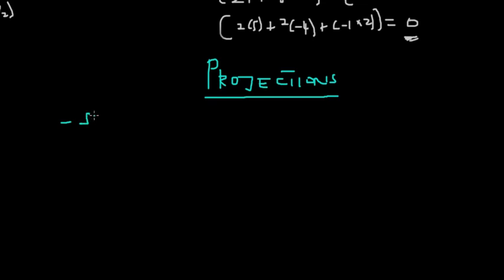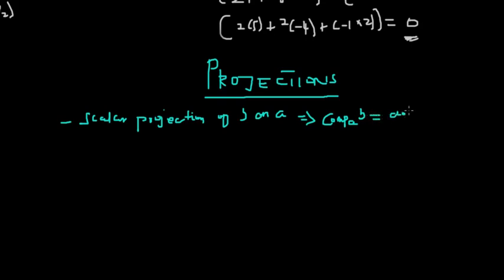For scalar projections, so for scalar projection of vector B on vector A, we have the formula to be comp, with subscript A and superscript B, equal to the dot product divided by the length of the vector A.